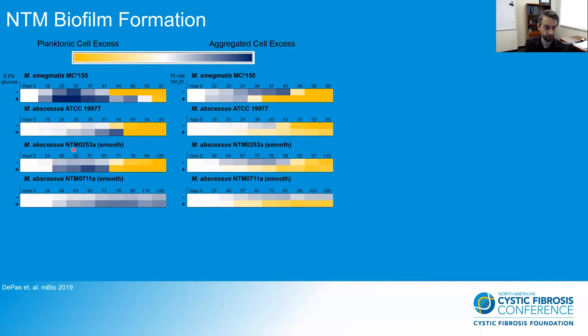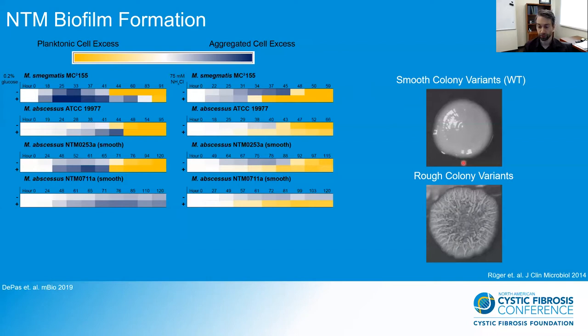You see with more carbon, you increase aggregation. With more ammonium, you get just solely growth as planktonic cells. This little smooth next to these strain names designates a colony morphotype. This is a very common way to designate Mycobacterium abscessus isolates because it's very frequent that you'll get rough colony variants. The smooth colony variant is more or less wild type.